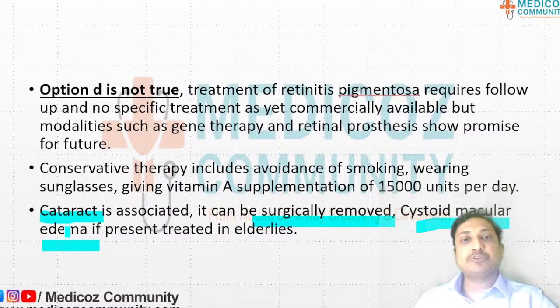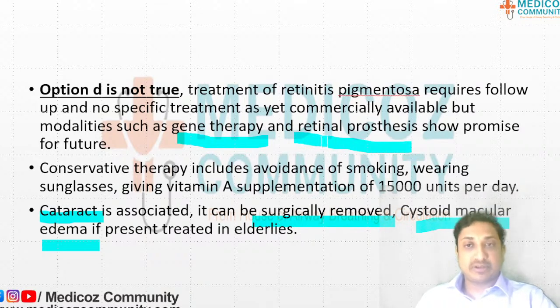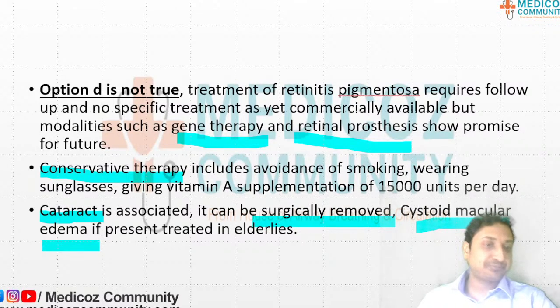Currently, retinitis pigmentosa has no specific treatment, but some research work is going on where gene therapy and retinal prostheses like the Argus prosthesis are being developed, and that shows promise for the future. While the conservative therapy that you can give to the patient right now includes avoidance of smoking, wearing sunglasses, vitamin A supplementation of 15,000 units per day, and keeping the patient on follow-up. So remember, you cannot not keep the patient on follow-up. You have to keep him on follow-up. Okay.